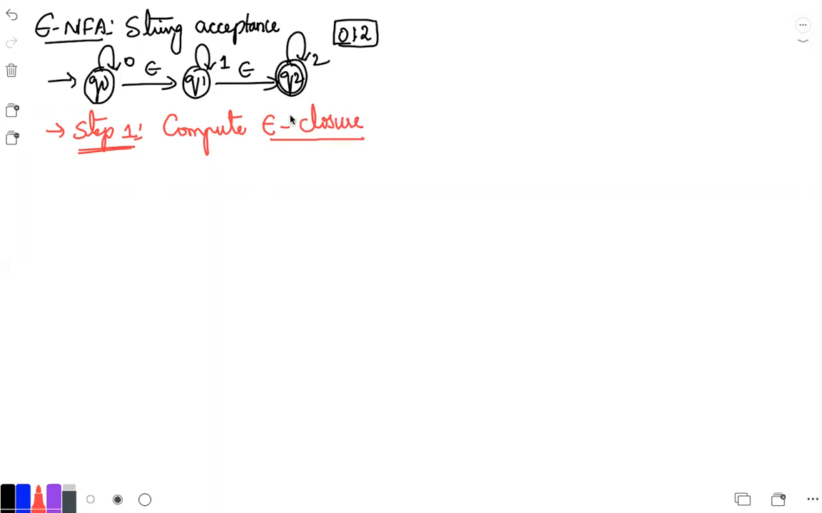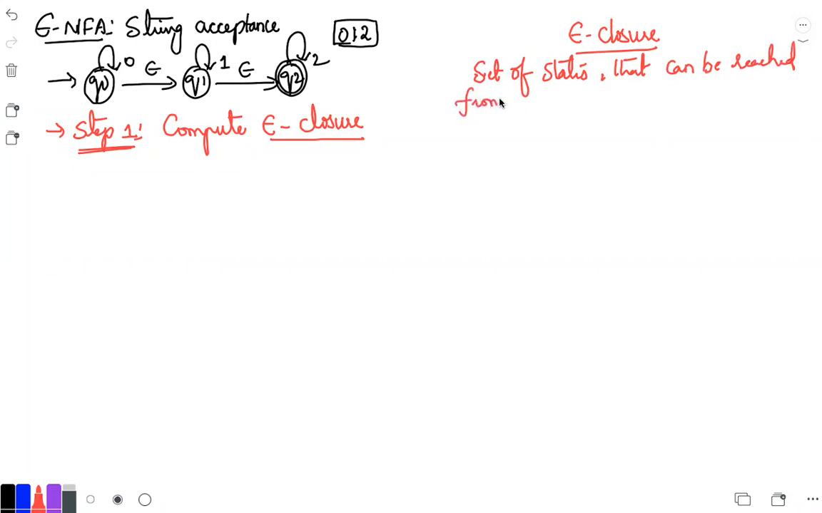Okay, compute epsilon closure. Now, what is this epsilon closure? This is a small concept you need to study for Epsilon-NFA. So I'm explaining the definition. Epsilon closure is a set of states that can be reached from a state over the input epsilon. So this is the definition of epsilon closure. I'm reiterating again: epsilon closure is a set of all the states that can be reached from a state over the input epsilon, not other inputs.